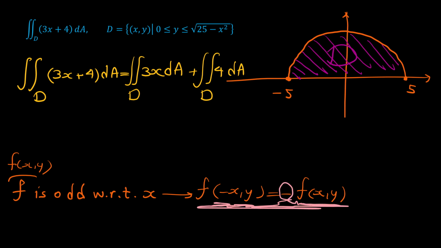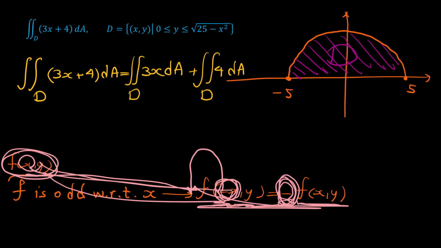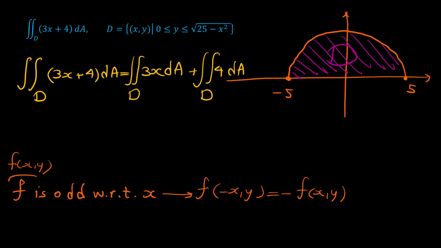So what this means is that if we substitute x with negative x in the equation of the function, we can pull out the negative and put it here. Let me show you an example of a two-variable function that is odd. For example, the function f of x and y equals x to the 3, y to the 2. This is odd with respect to x.